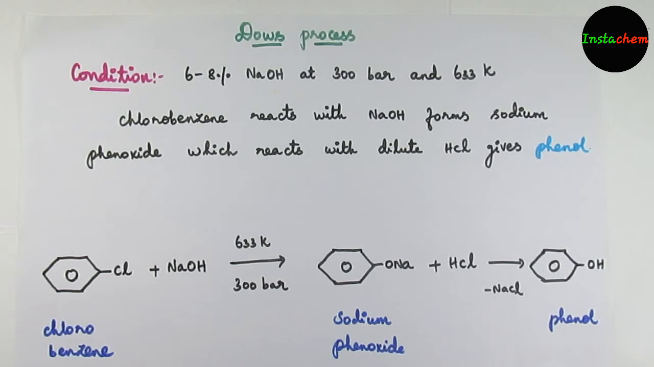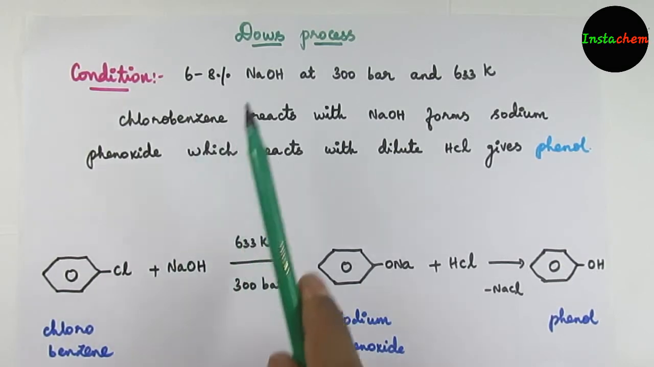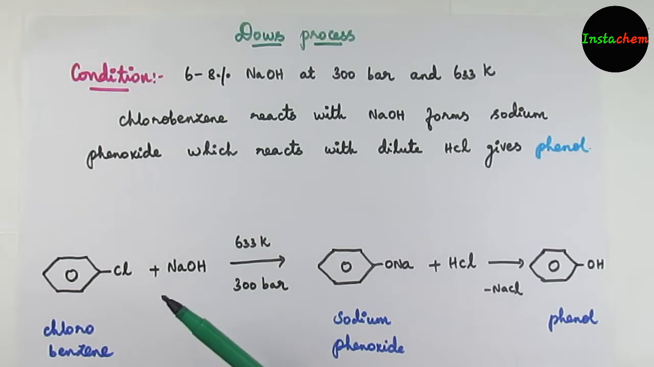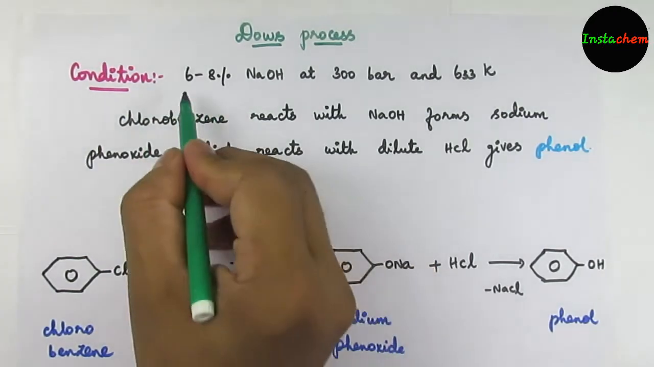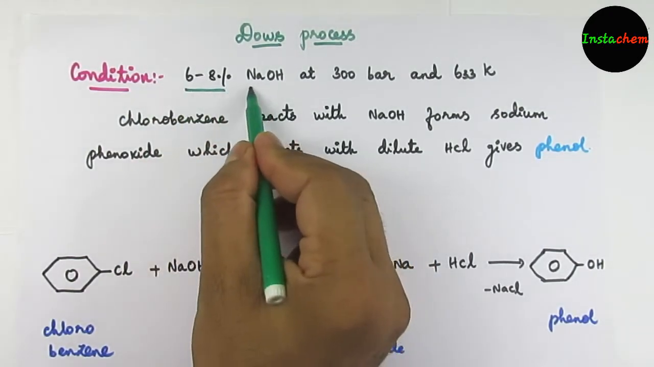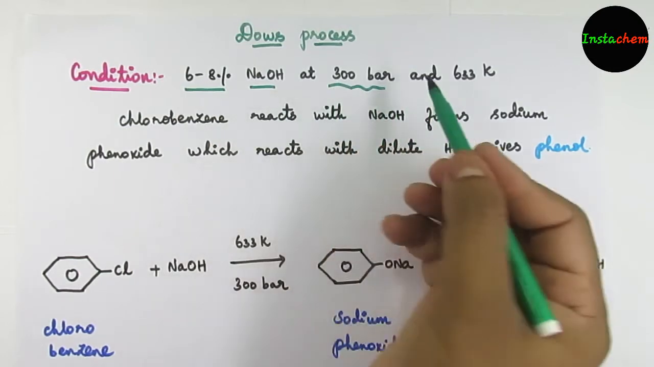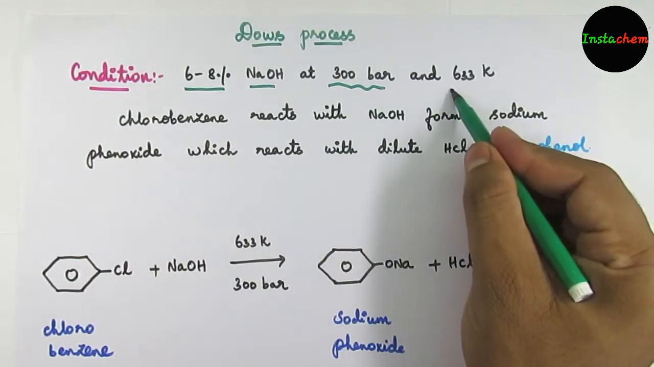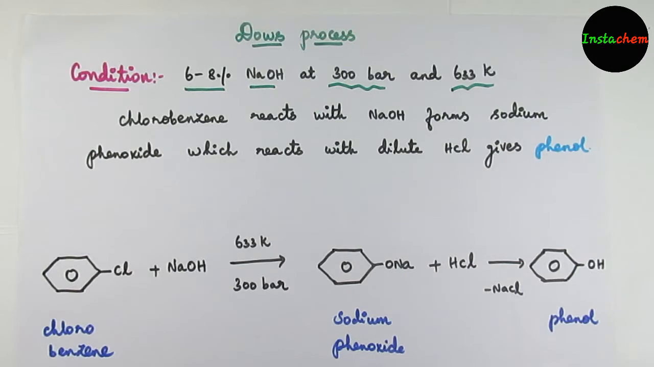Hello students, now let us understand Dow's process. What is Dow's process? What is the condition? 6 to 8 percentage of NaOH at 300 bar pressure, 633 Kelvin. So there is an essential condition for this process.